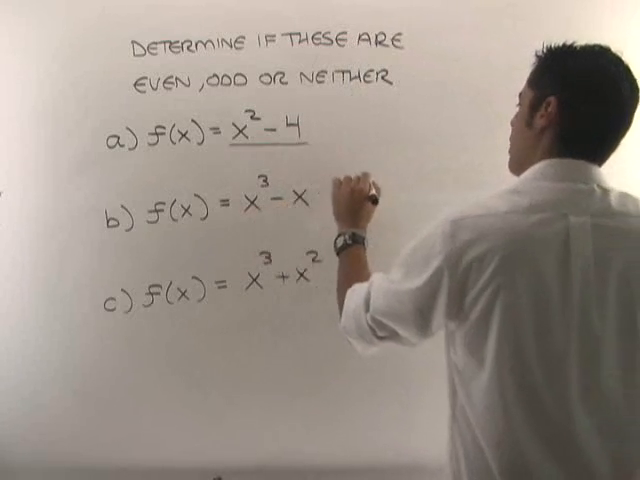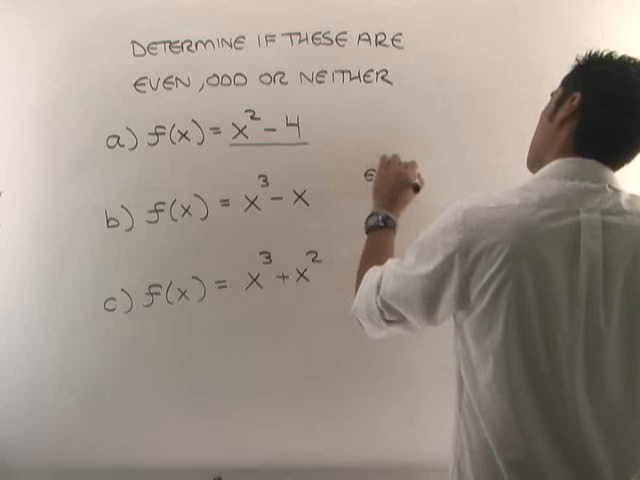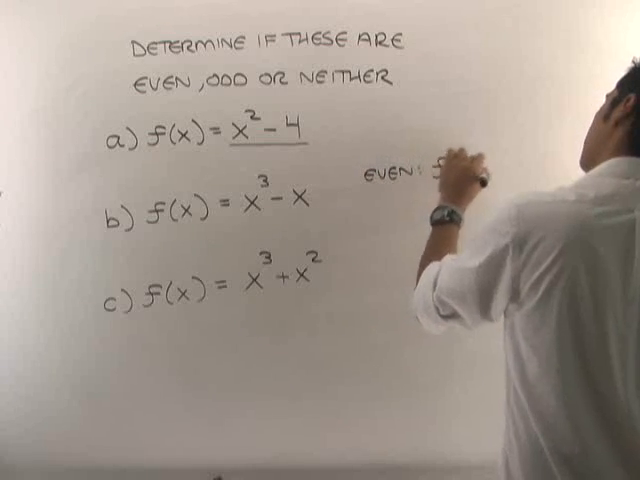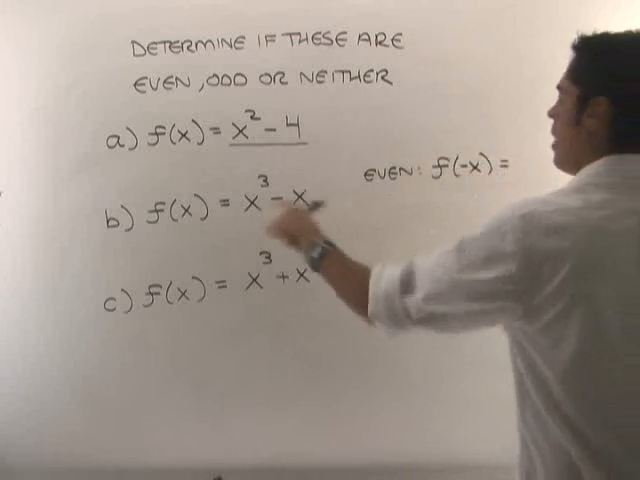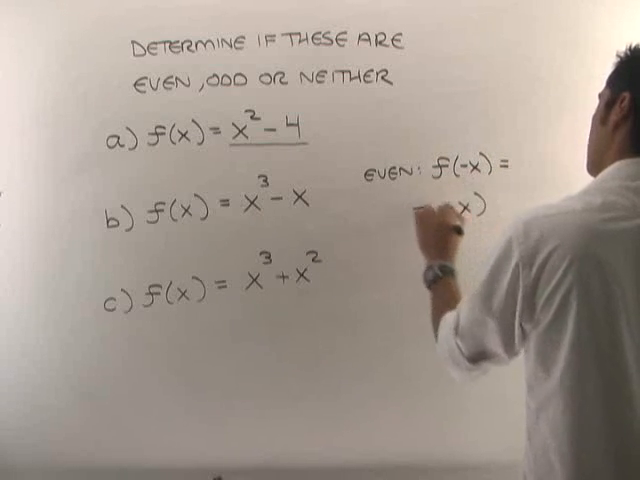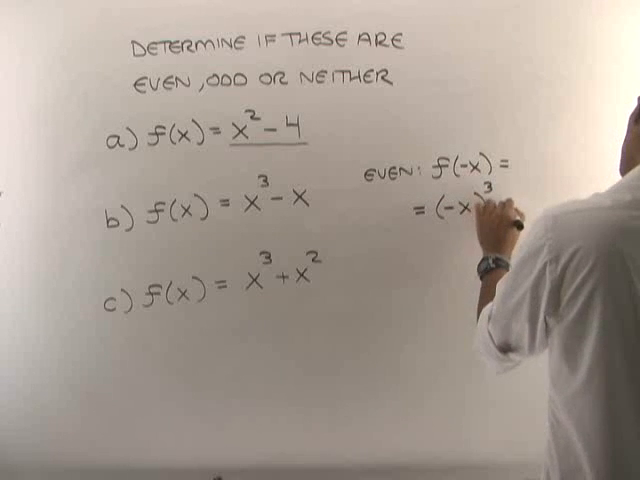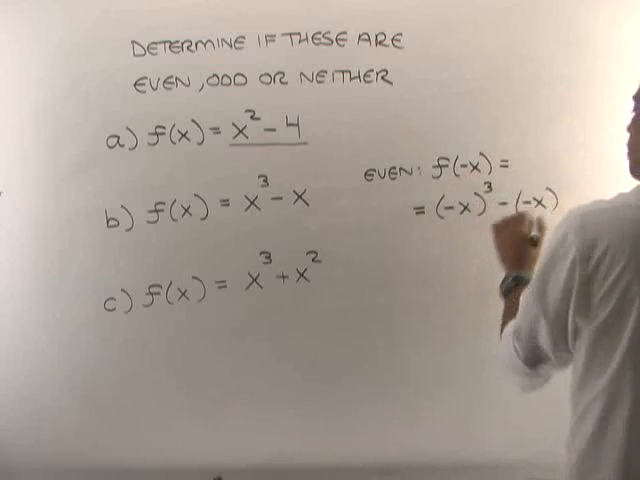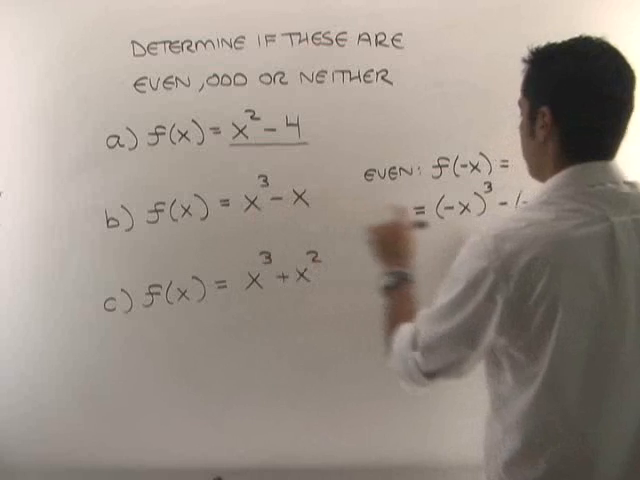First thing we're going to do is check to see if it's even. I'm going to look at f of negative x. So I plug negative x in. Let me see here, I'll put it here. This will be negative x, we're going to cube it, and then minus negative x. So I've replaced both of these x's with negative x's.